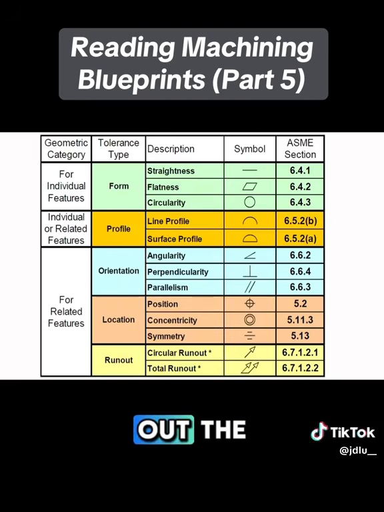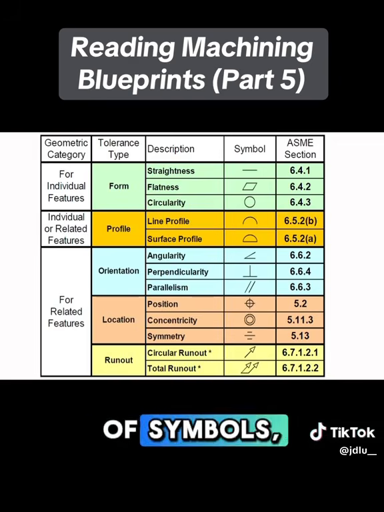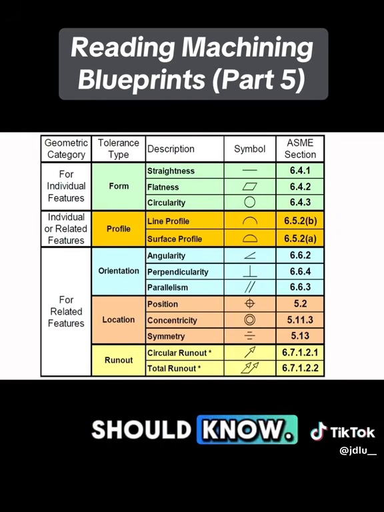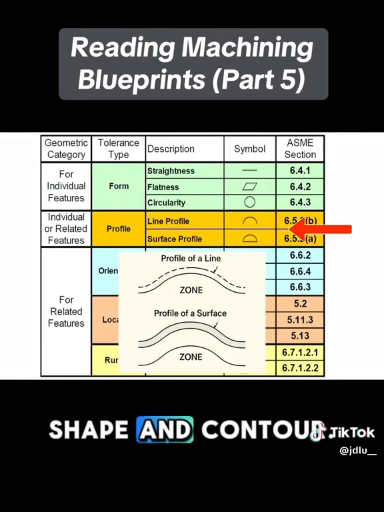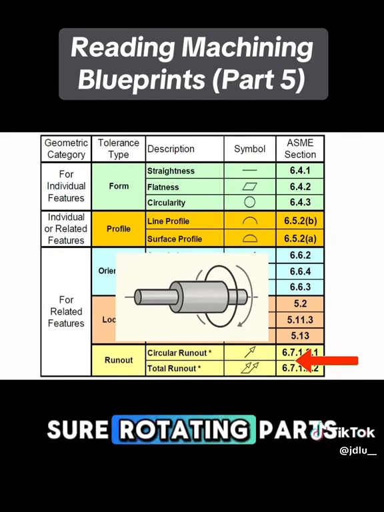Now let's check out the symbol chart. There are a lot of symbols, but here are the big ones you should know. Position controls where a feature is located. Profile controls shape and contour. And runout makes sure rotating parts don't wobble.